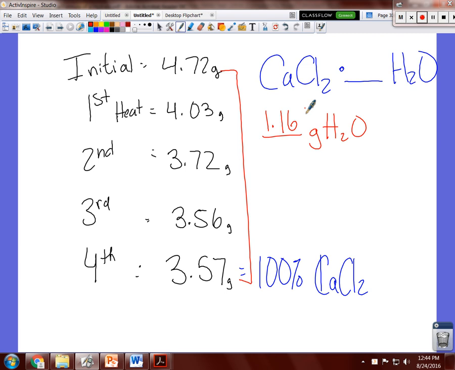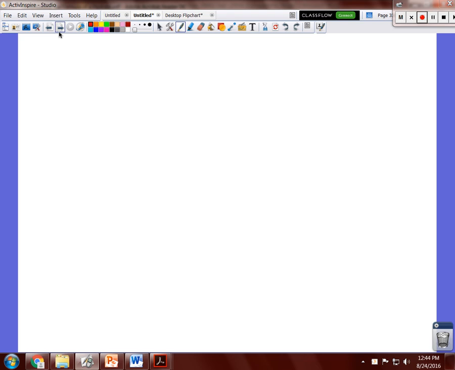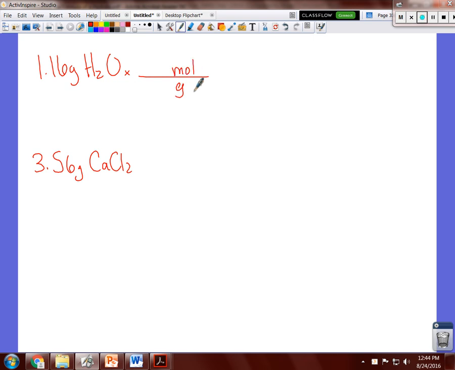Okay. So we cool with that? Now, here's my next question. What is the only way to compare two different compounds? Their moles. So, we've got to get both of these amounts into our moles, right? So let's do that. So, I've got 1.16 grams of water, and I've got 3.56 grams of calcium chloride. So we've got grams into moles.